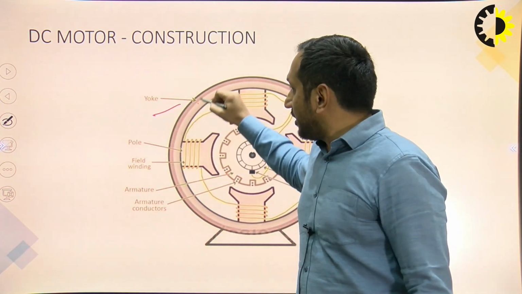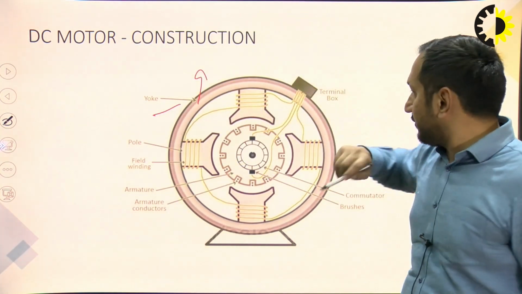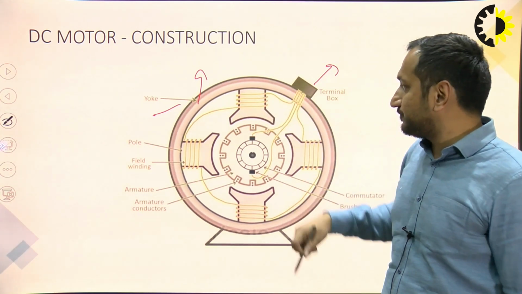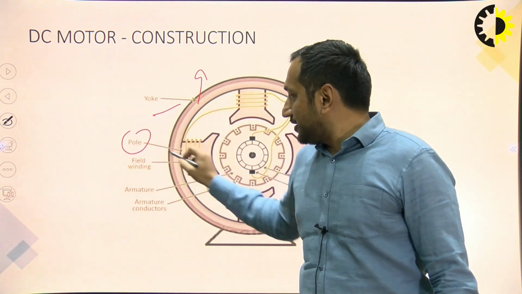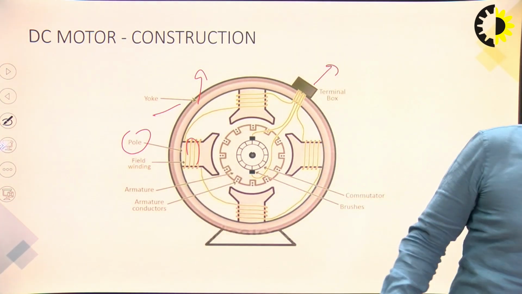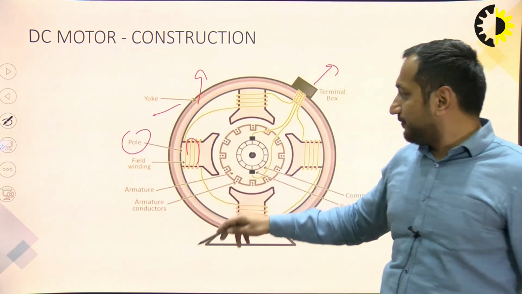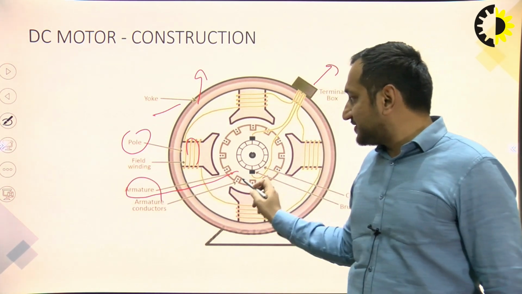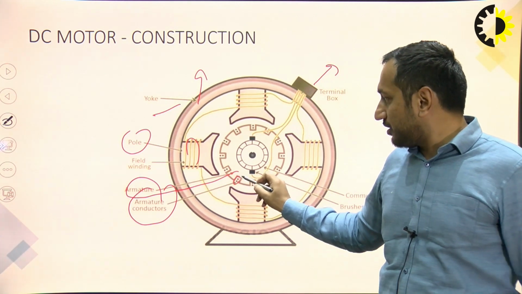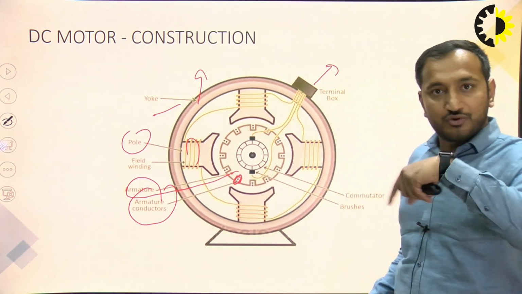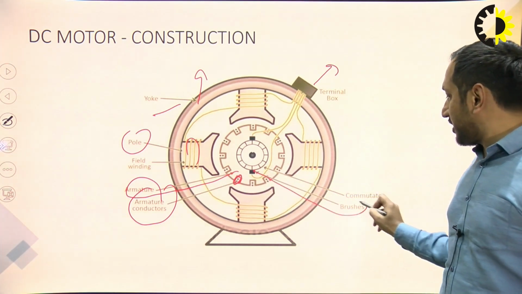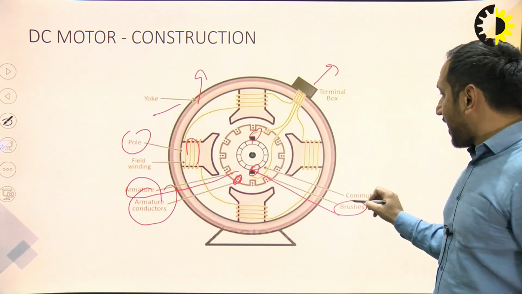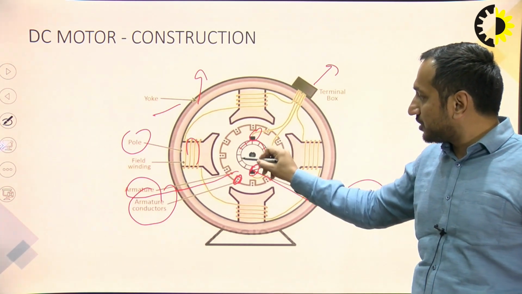Now this part, the external casing, is known as the yoke. There is a terminal box in which all the wires or windings are attached. This is a pole, and these are the field windings. This is an armature which revolves inside a DC motor, and these are the conductors here. It helps us to move the armature. Here are our brushes. There are two brushes, one here and another one here. And this rotating part here is known as a commutator.